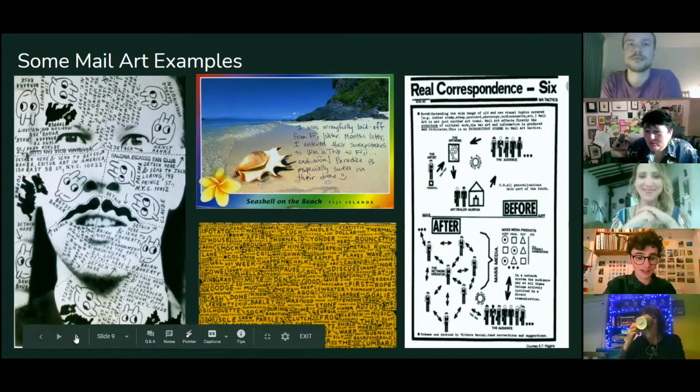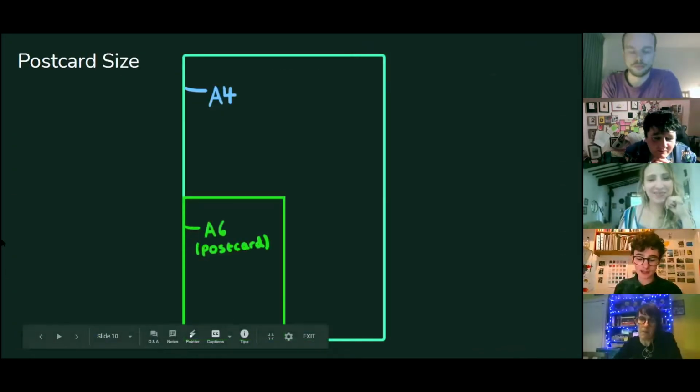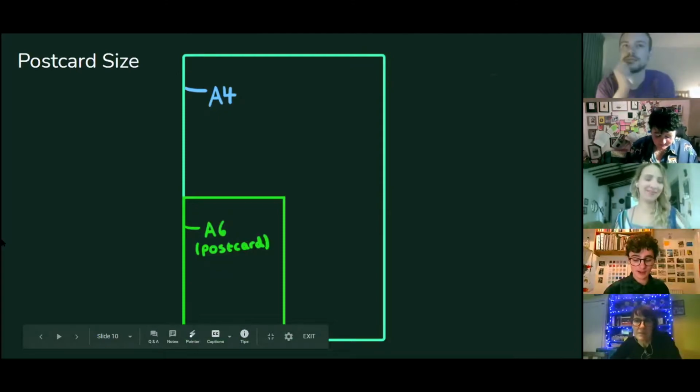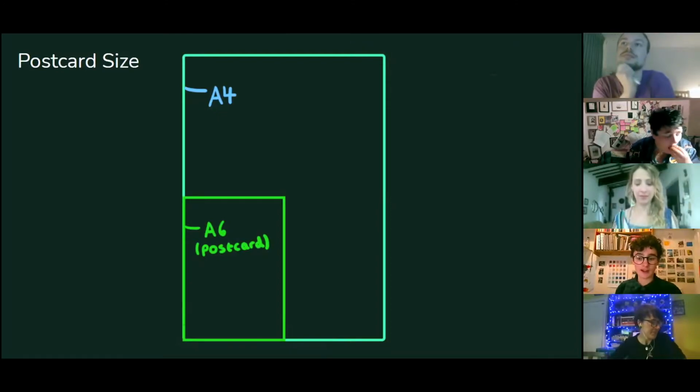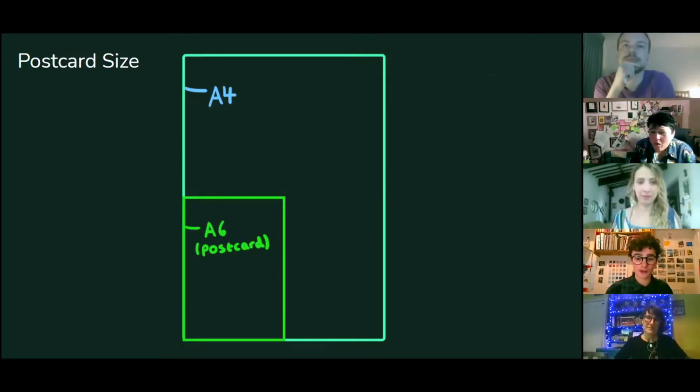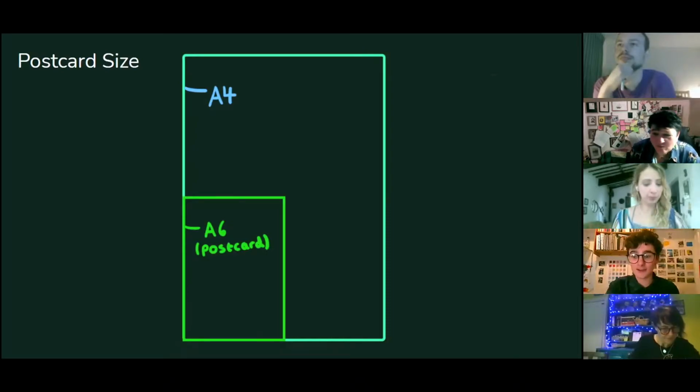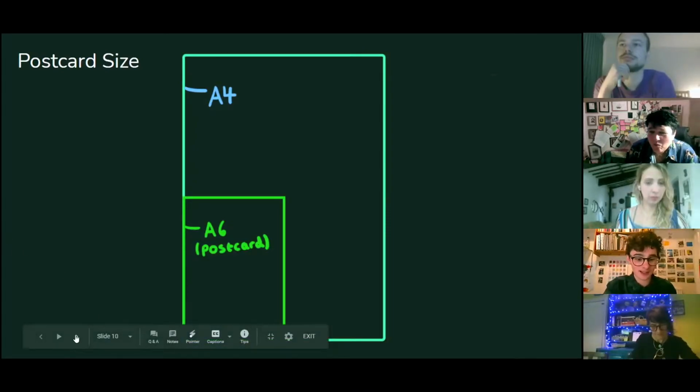Yeah, thank you for that, Jennifer. Okay, in a minute, I'm going to get you to go off and make your own mail art. Hopefully you might want to send it in. But before you do, just a quick slide to say that in the spirit of mail art, it'd be quite nice if your submissions were all postcard sized, and that's a quarter of an A4 piece of paper. So A6. It doesn't have to be, but it's quite a nice size.